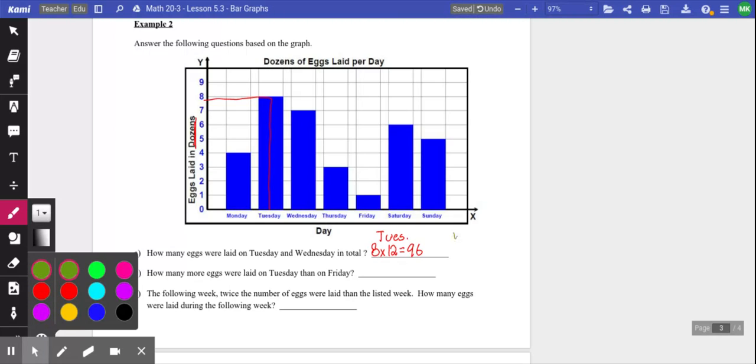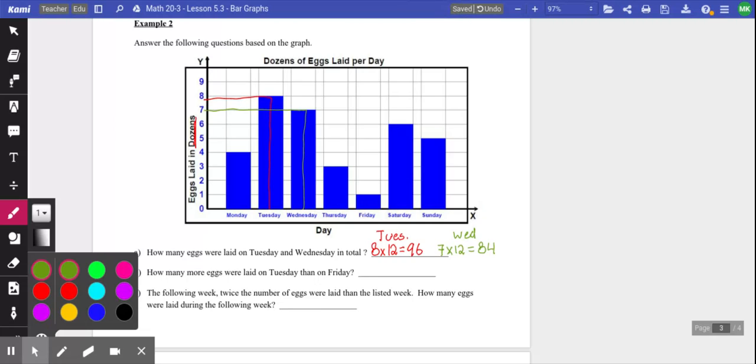On Wednesday, look at Wednesday, we go up here. It was 7 dozen, so 7 times 12 because a dozen is 12. And it gives me 84 eggs laid. So on Tuesday there was 96, Wednesday there's 84.